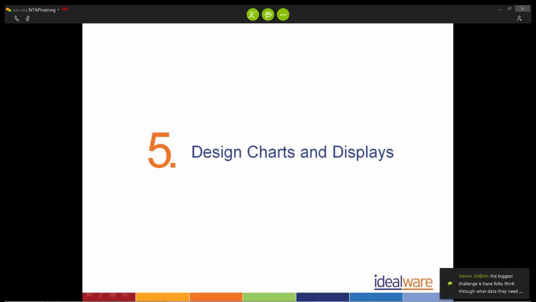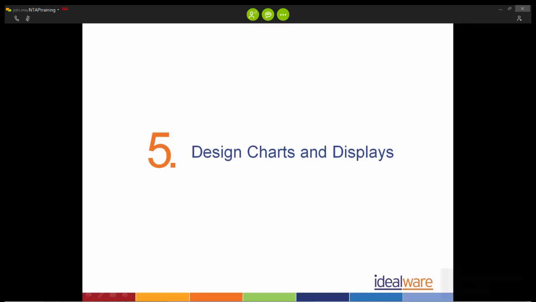Yeah. A viewer comment said Microsoft has free tools that are competing with Tableau and Cognos and things like that, Power BI. Yep, those are free. I don't think that they're simple. So if you have technical staff on hand to figure them out, it might be worth looking at. And as well, the biggest challenge is having folks think through what data they need to look at and why. Yes, absolutely. It always is.